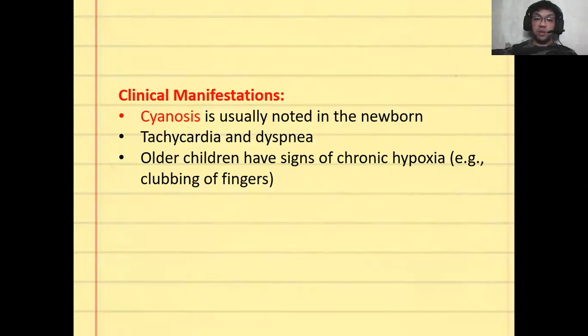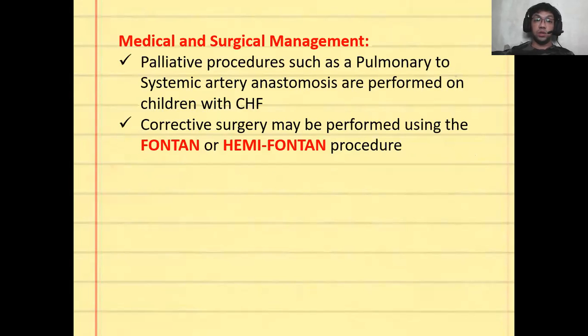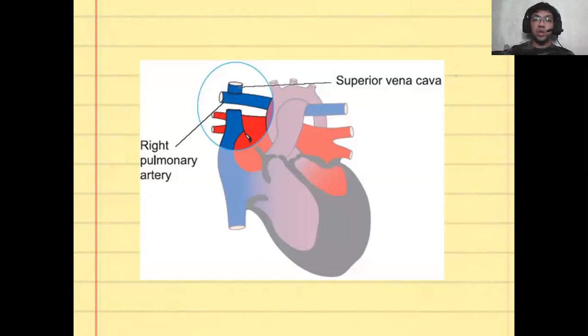Tachycardia and dyspnea is present, and older children may have signs of chronic hypoxia, such as having clubbing of the fingers. Again, palliative procedures will be done, such as pulmonary to systemic artery anastomosis, and they are performed on children with congestive heart failure. And corrective surgery may be performed by using the Fontan or Hemi-Fontan procedure.